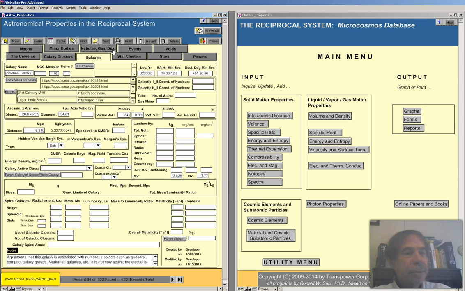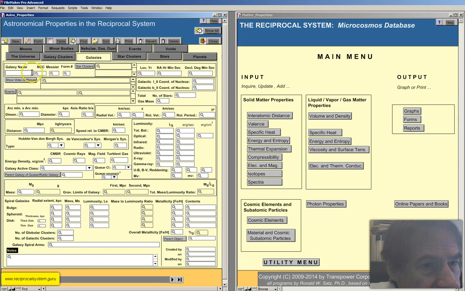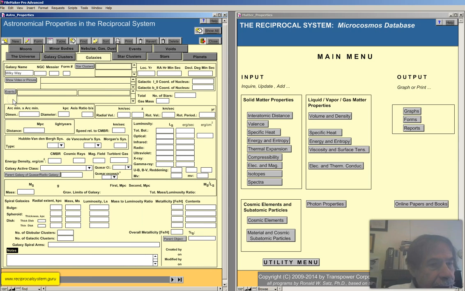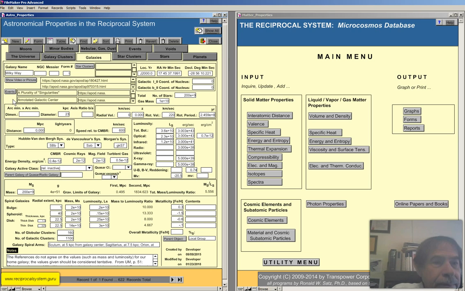Okay, so let's look at the fields here. Let's go to the Milky Way. So I'm going to do a find. I'm going to say Milky Way. Click off there, hit enter, and here it is. The galaxy name is the first field, obviously Milky Way. There's no NGC or Messier for this because this is obviously our galaxy.